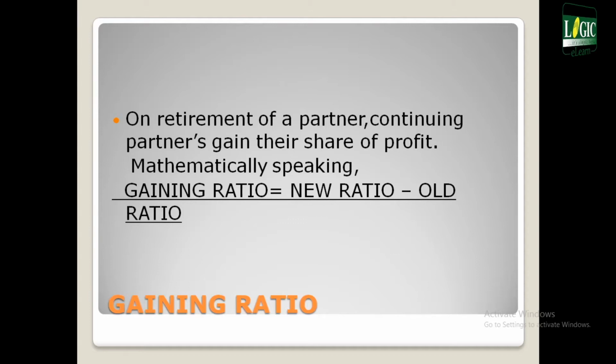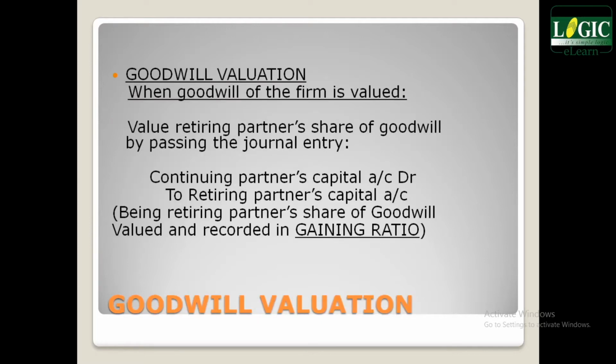Now before proceeding, you should know what is gaining ratio. Sacrificing ratio is the difference between old ratio and new ratio; gaining ratio is the difference between new ratio and old ratio, because in the concept of gaining ratio, the new ratio will be more. So that is how. Now luckily there is only one method of goodwill to be learnt in retirement, that is when goodwill of the firm is valued.